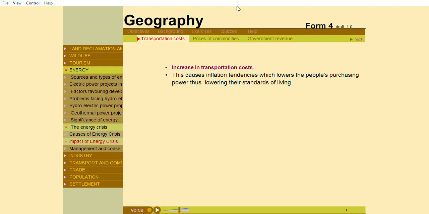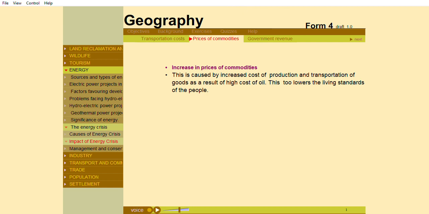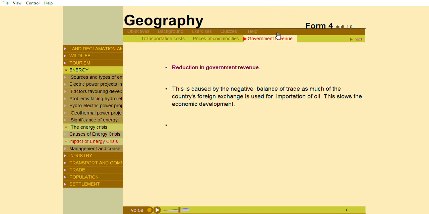Increase in transportation costs. This causes inflation tendencies, which lowers the people's purchasing power, thus lowering their standards of living. Increase in prices of commodities. This is caused by increased cost of production and transportation of goods as a result of high cost of oil. This too lowers the living standards of the people.